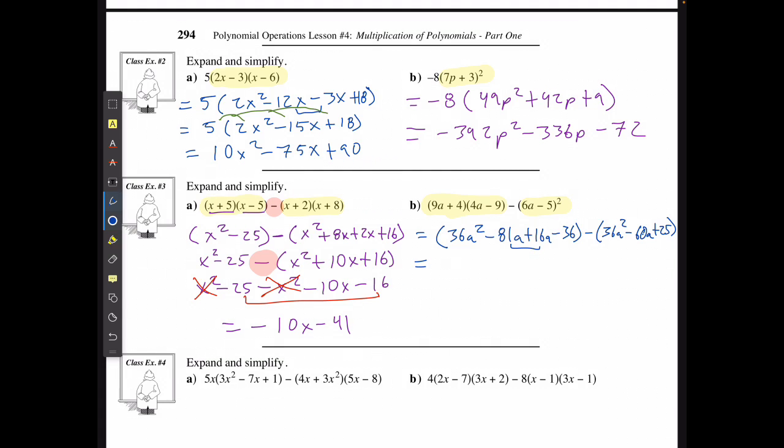I'm going to combine the like terms here, and what I get is 36a squared minus 65a minus 36, and apply the negative from here into the second set, and I get negative 36a squared, positive 60a, and negative 25.